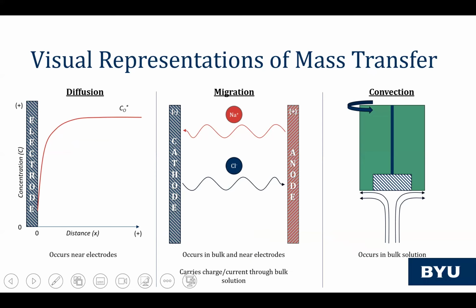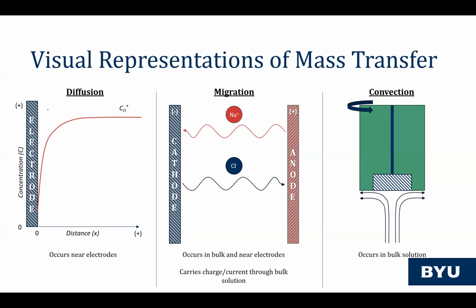So as we are having an electrochemical reaction at an electrode, we have the species being consumed. If this was reduction, we'd have an oxidized species being consumed at the surface of the electrode. And so we'd have some lower concentration at the electrode rising up, going out to the bulk of the solution away from the electrode. So diffusion typically occurs only near electrodes.